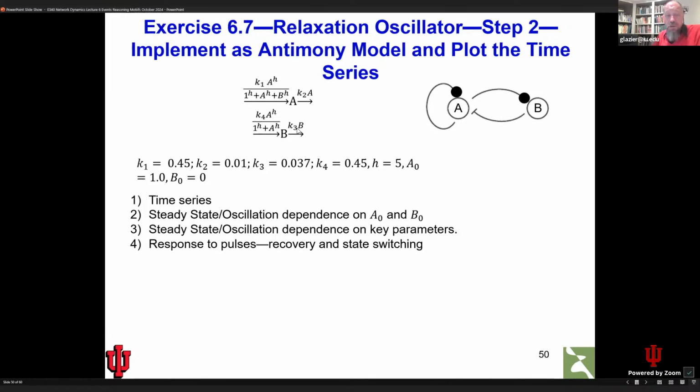what I came up with. If you wrote it independently, the activation would be K1 times a to the h over 1 plus a to the h. Here I used 1 instead of a half. That would be the activating function. The inhibitory function would be K1 times 1 over 1 plus b to the h. That's the inhibition. The B1 is easy. It's just a to the h over 1 plus a to the h.